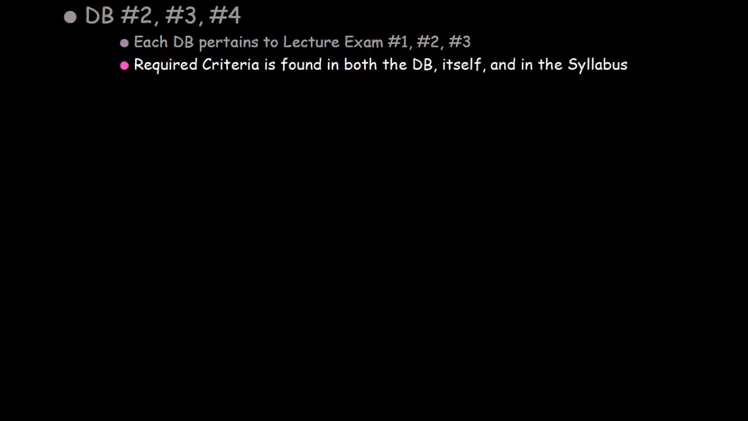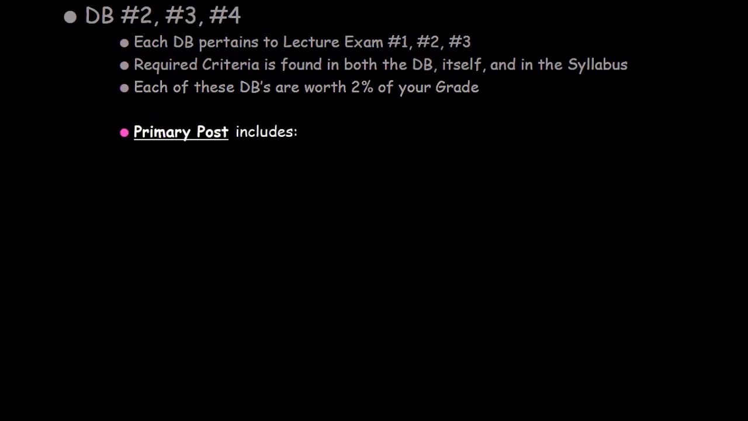So there's required criteria that's found again in the discussion board itself and in the syllabus, all right? Each of these discussion boards are worth 2% each. That first one I showed you is worth 1%. So these discussion boards here is a total of 6, all right?